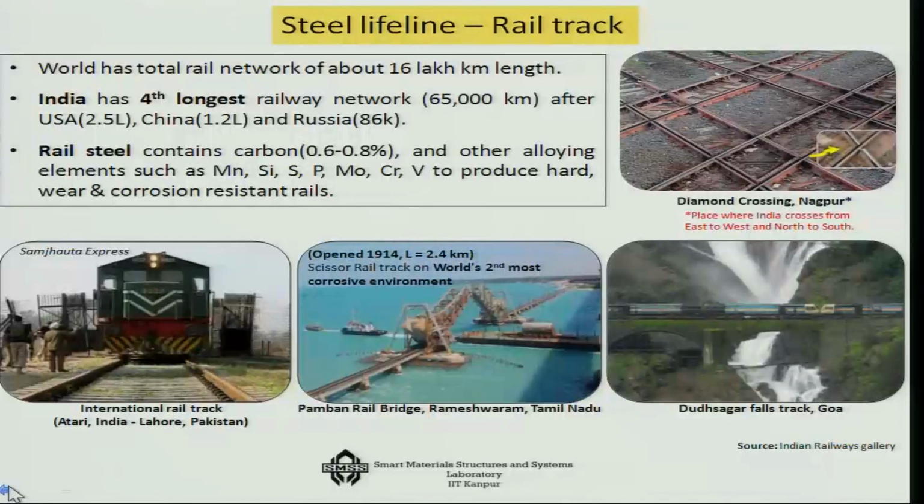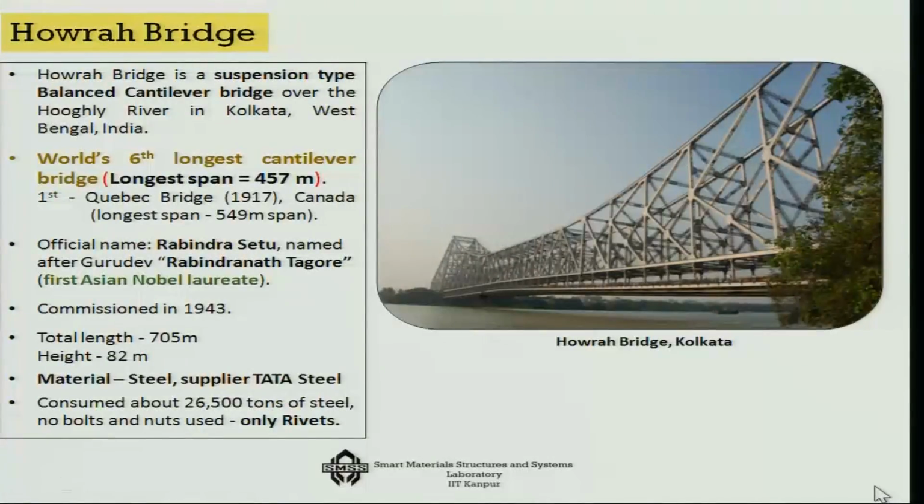You can see there are various such things like this diamond crossing in Nagpur, for example, where you have the north and south crossing. Okay, so imagine the amount of wear and tear that these things will be placing, and the steel rail plays a very important role there. Similarly, you think of the Pamban rail bridge. Okay, so that's once again a marvel out of steel. In fact, I will tell you about another very early application of steel, that is the Howrah bridge in Kolkata.